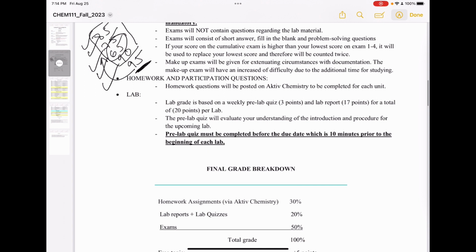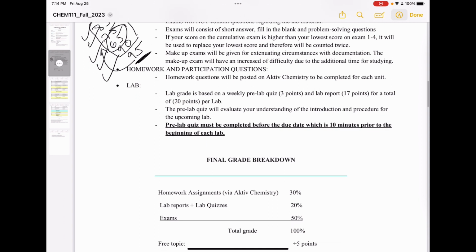It's very difficult, and I'll be honest with everybody, it's very difficult to give makeup exams because I'm not on campus all the time. If I have to, of course, I'll try to do a makeup exam, especially if it is an extenuating circumstance, and I will ask for documentation. But generally, makeup exams are not easy.